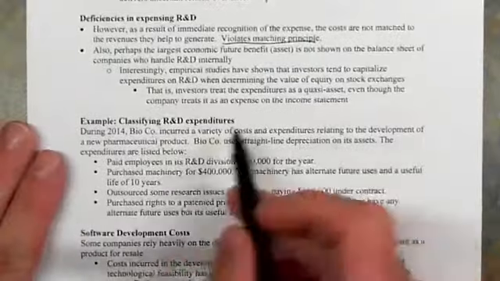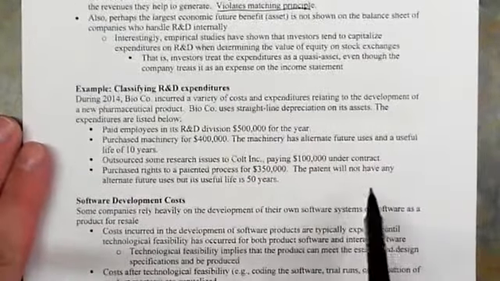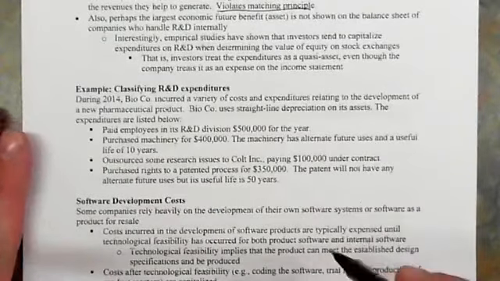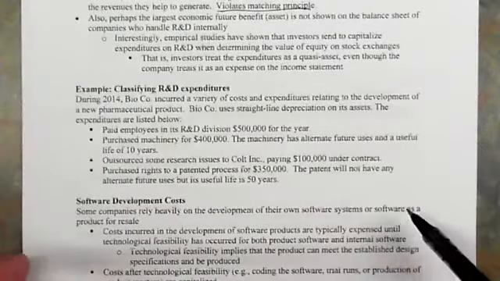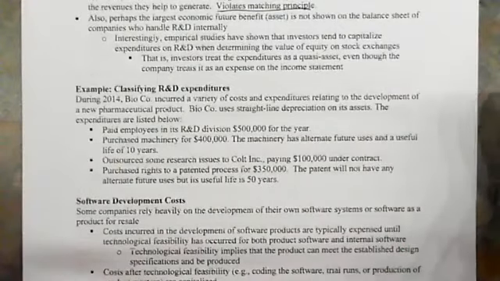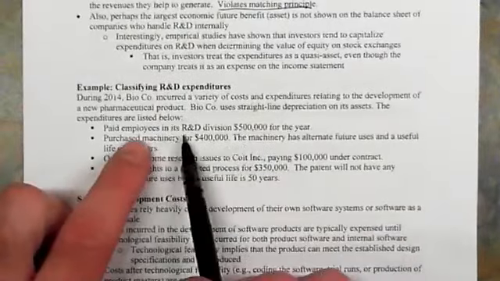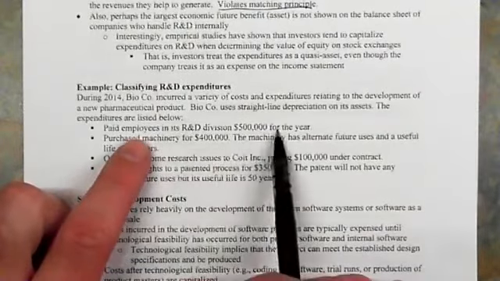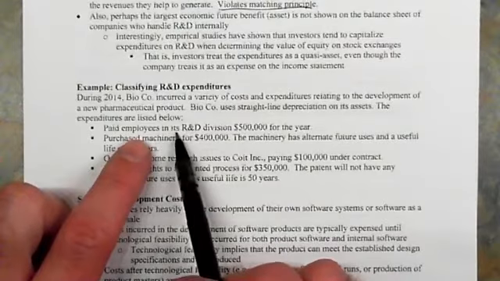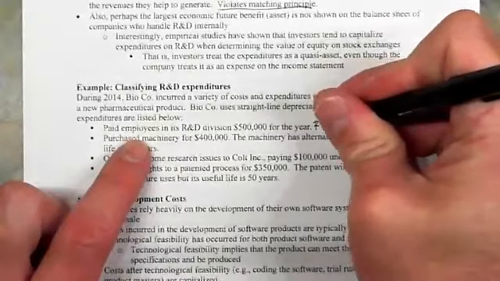So I didn't give you any room to do this, so I'm just going to label them off to the side, and then I'll provide a little journal entry over here. We have BioCo, and BioCo is creating a new pharmaceutical product. We had some expenditures during 2014. Say they paid employees in its R&D division $500,000 for the year. So if we have a personnel cost directly related to R&D, this would be an R&D expense.